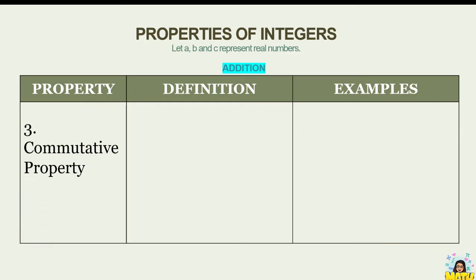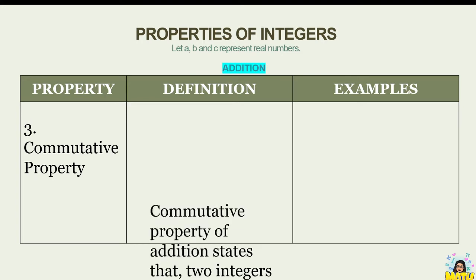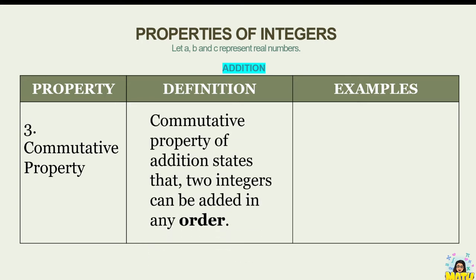The third one is commutative property. Here, two integers can be added in any order. Whether it is a plus b or b plus a, the answer will remain the same. So, ang kaibahan naman dito, kung yung associative ay more on grouping, dito naman is about, for example, if we have 3 plus 7, or 7 plus 3, they are both equal to 10. Kahit pagpalitin mo pa sila ng pwesto, they will have the same answer.